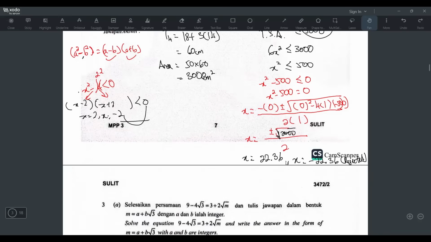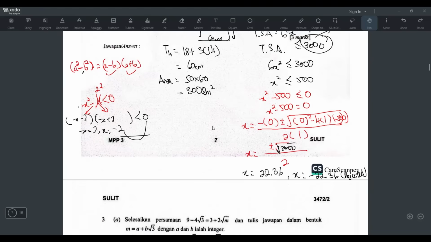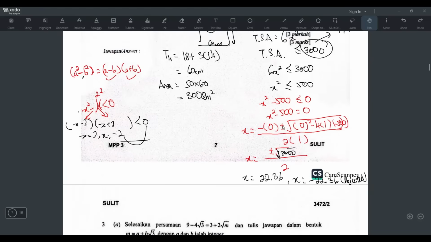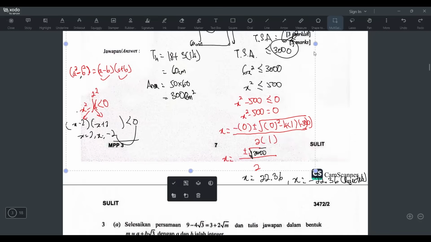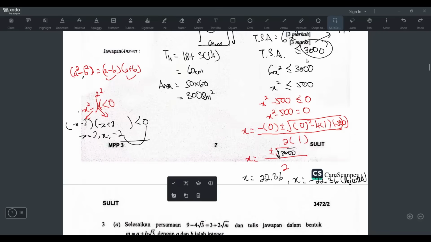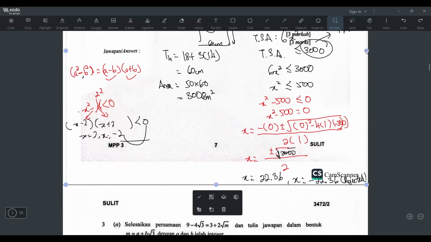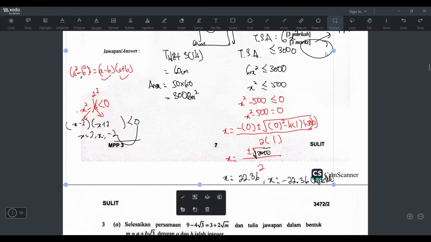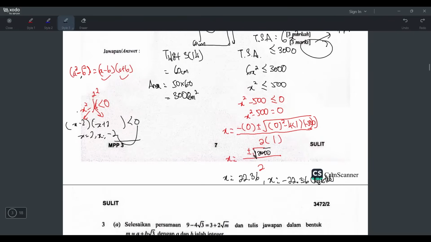We actually changed the inequality sign to equal, right? And we have to do the graph sketching method now actually, because it's an inequality. Okay, so I need space here. After I finish here, I will do the graph sketching method.